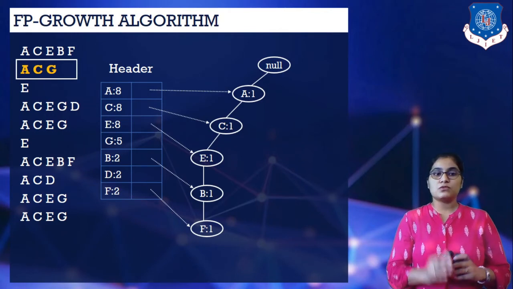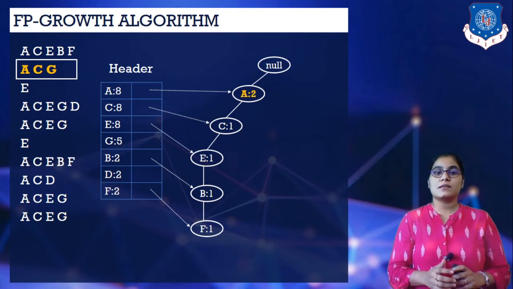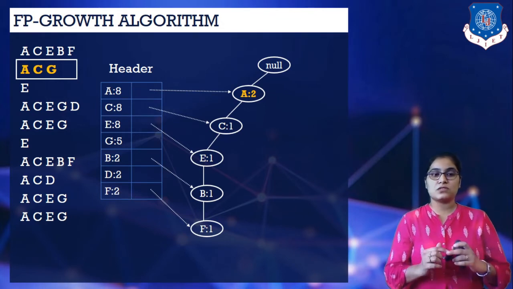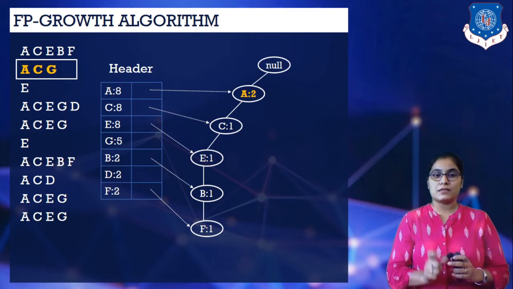So yes, we do have a direct link of node A to null. So that's why we just increment the count of that node. Now check for C. Do we have a direct link of node C to node A? Yes, we have a direct link of node C to node A, and that is why we just increment the count of that particular node.